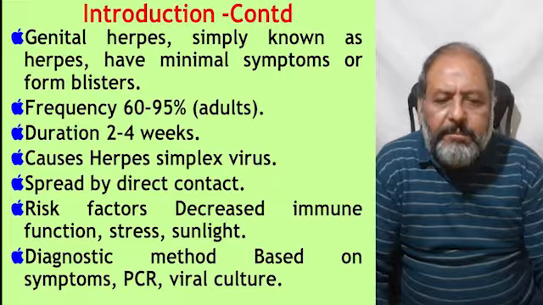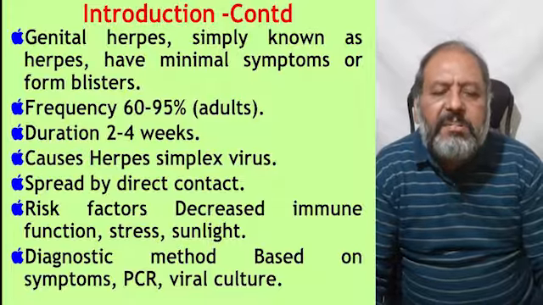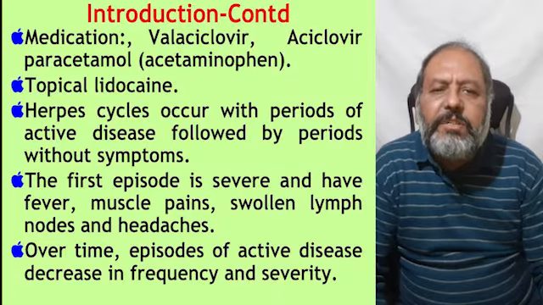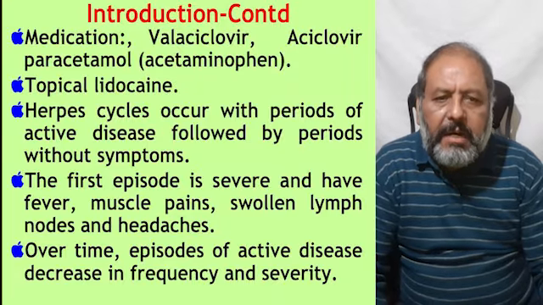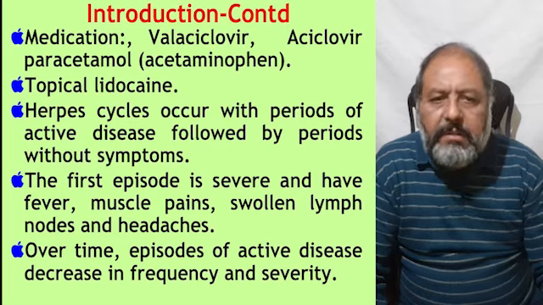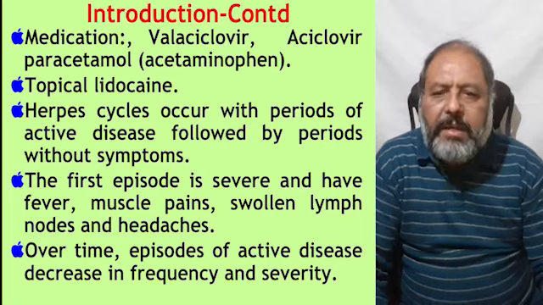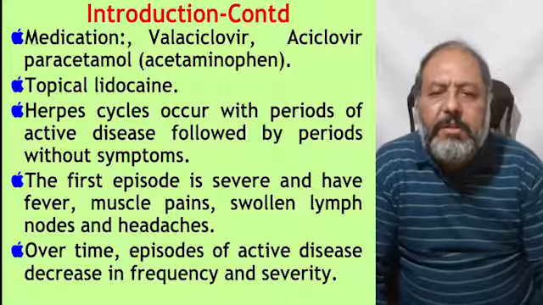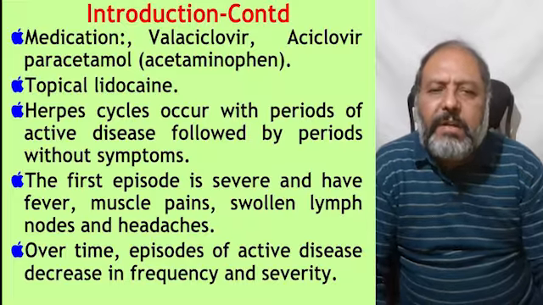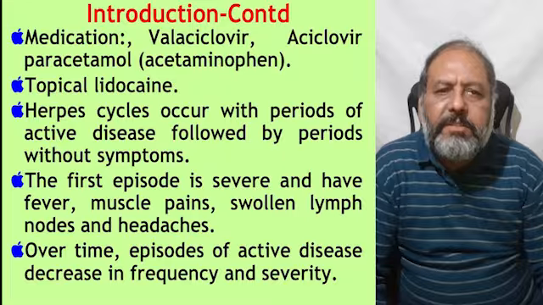Diagnostic methods are based on symptoms, classical PCR, and viral culture. The medications which are used for this disease are valaciclovir, aciclovir, paracetamol, acetaminophen, then topical lidocaine. Herpes cycles occur with periods of the active disease followed by periods without symptoms.